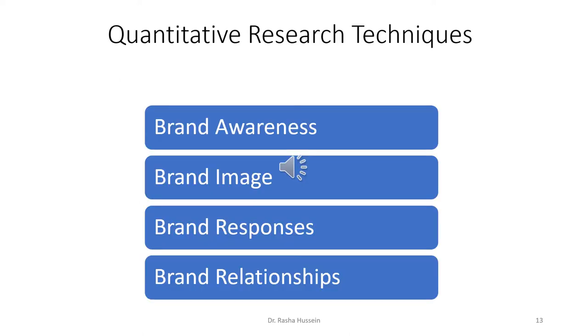We'll commence the second part of this chapter. We will be discussing quantitative research techniques, where marketeers often want a more definitive portrayal of the brand to allow them to make more confident and defensible strategic and tactical recommendations. Therefore, they tend to use some quantitative techniques. These techniques include brand awareness, brand image, brand responses, and brand relationships. We'll be discussing these techniques in the coming slides.